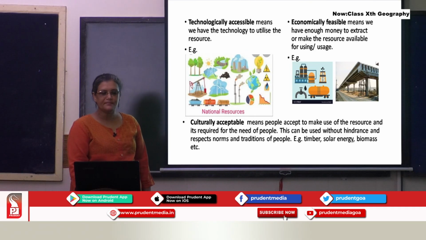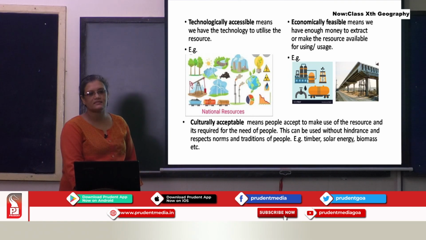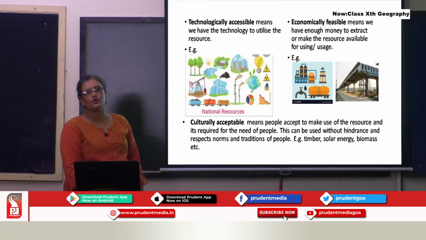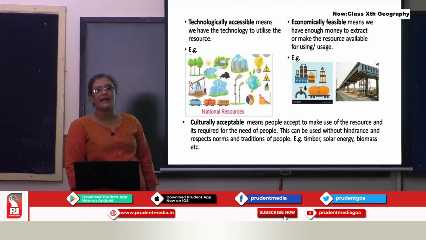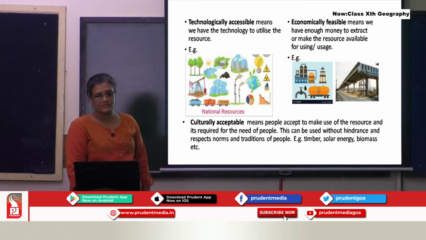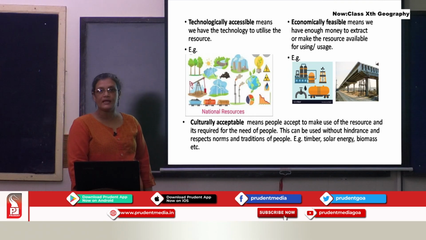Here comes the meaning of the definition. The first is technologically accessible, which means that we need technology to utilize the resources that we have. Man has recognized so many resources, but if we do not have the technical know-how, there is no way these can be resources. So as you can see in the picture, we have got a lot of forest, there is wind energy, there is mineral oil and so many other materials which, if not tapped, if not technologically accessible, they cannot be termed as resources.